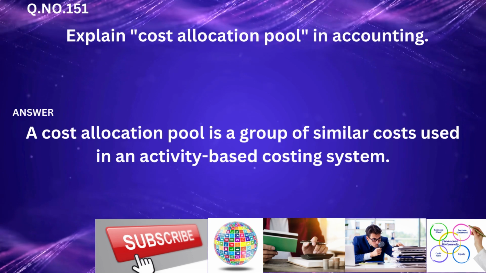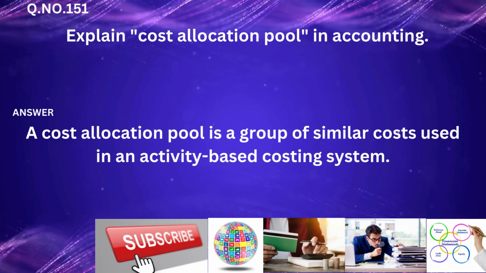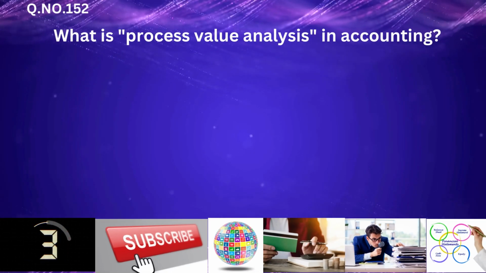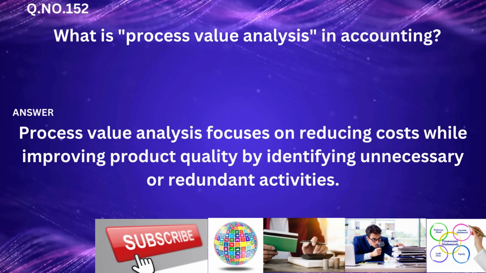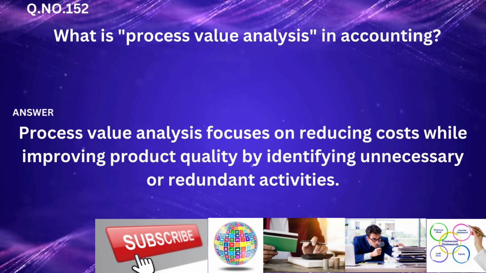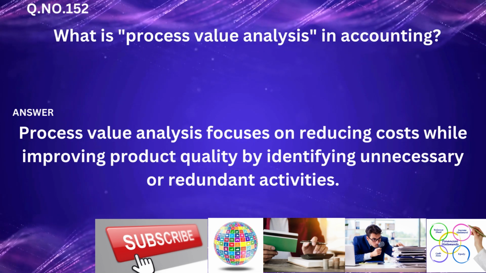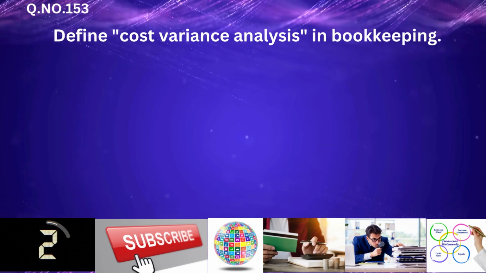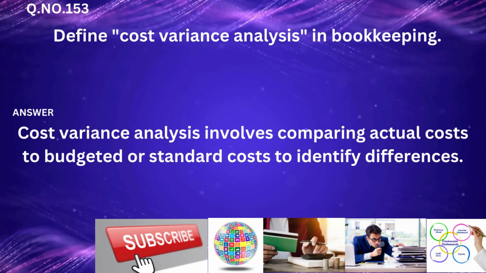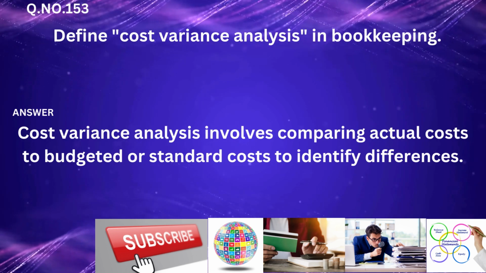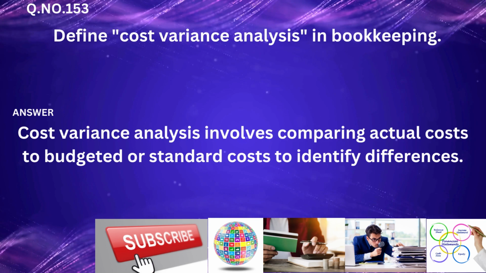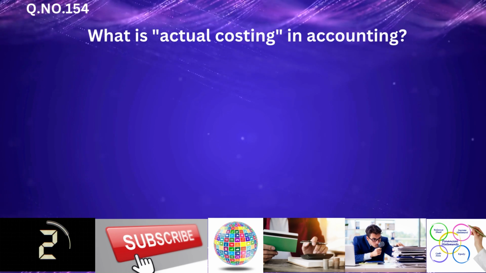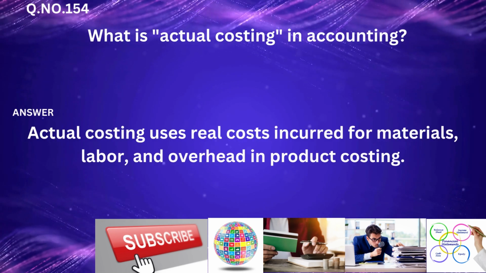Question 157. What is variable costing income in bookkeeping? Answer: variable costing income is the profit calculated using variable costing principles. Question 158. Define absorption costing income in accounting. Answer: absorption costing income is the profit calculated using full absorption costing principles. Question 159. What is a cost center manager in accounting? Answer: a cost center manager is responsible for overseeing and controlling the costs within a specific cost center.